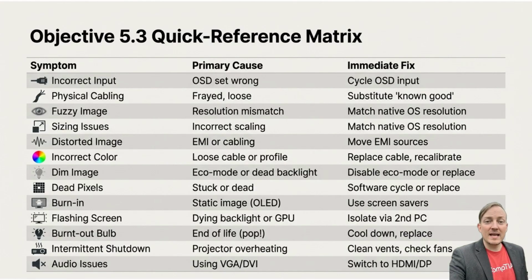We've reached the end, and here is your Objective 5.3 Quick Reference Matrix. We covered everything from cycling incorrect inputs and matching native resolutions to disabling eco modes for dim screens and replacing burnout projector bulbs.